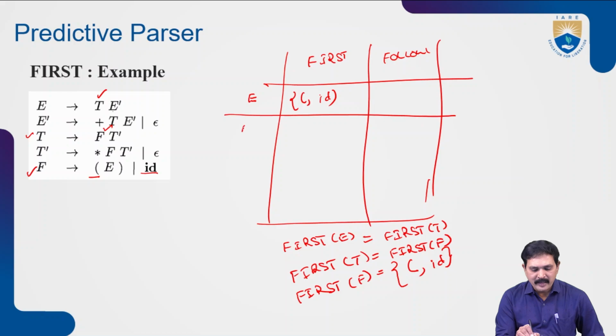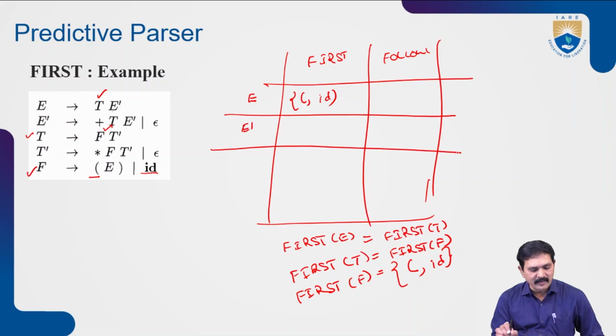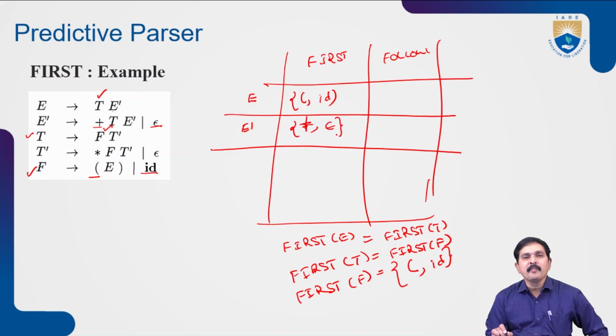Similarly, you can find the E dash. First of E dash: the first symbol is plus. Okay, you can verify this production, the first symbol is plus. And here the first symbol is null. We should remember that in the case of the first algorithm, you may include the null values. In the follow algorithm, we cannot include the null values.